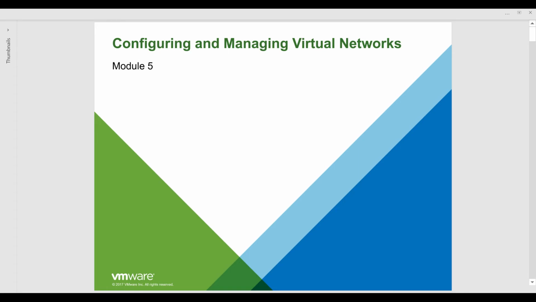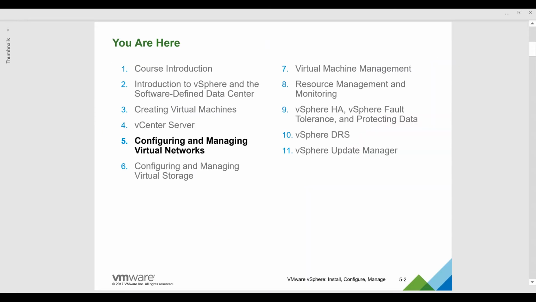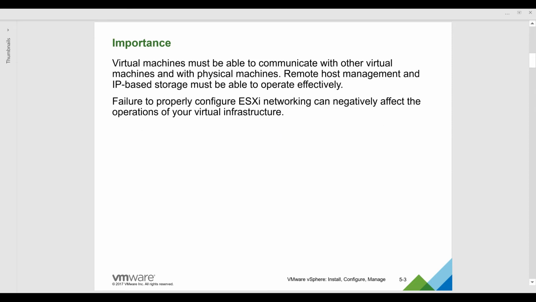Module 5, Configuring and Managing Virtual Networks. It is important to know that virtual machines need to be able to communicate with other virtual machines and with physical machines within your environment. Remote host management and IP-based storage must be able to operate effectively, and the failure to properly configure your ESXi networking can have very negative effects on the operations of your VMware environment or your virtual infrastructure.